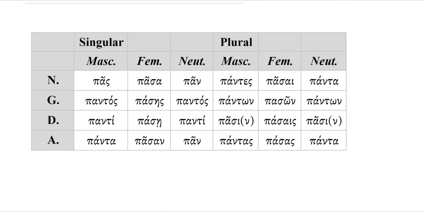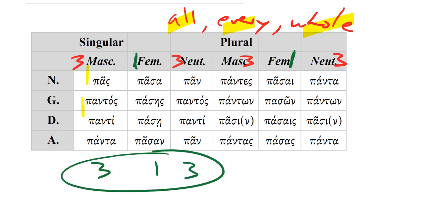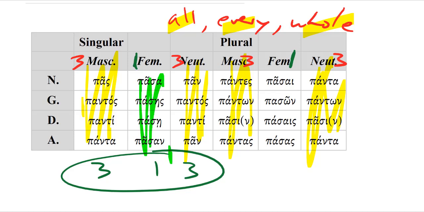And in fact, we'll see in this pattern for pas, this is the word that means all, every, or whole. And if you don't know, just try one of those, and whichever one makes sense in English is probably right. But all, every, or whole. And you can see here, this is an adjective that follows third declension in the masculine and third declension in the neuter, but follows first declension in the feminine. This is what we sometimes call a 3-1-3 pattern, right? Third declension masculine, third declension neuter, first declension feminine.